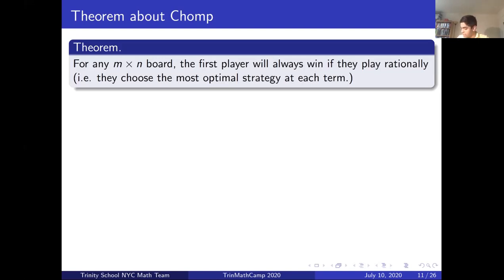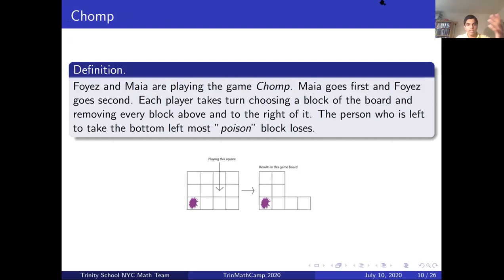And so yeah, that's really interesting. When I'm talking about the first player always winning if they play rationally, we say that chomp is a first player advantage game. Meaning if they play optimally, they'll definitely have the advantage because they're always going to win if they play the right moves. I will go back to the definition so you guys can make sure you can set it up.